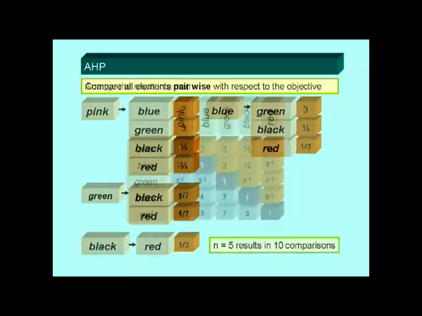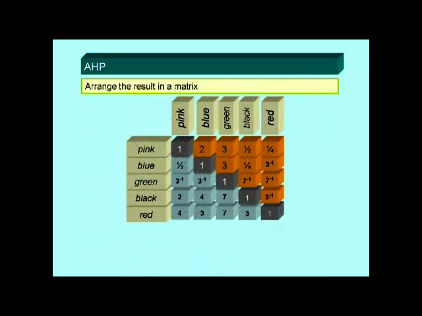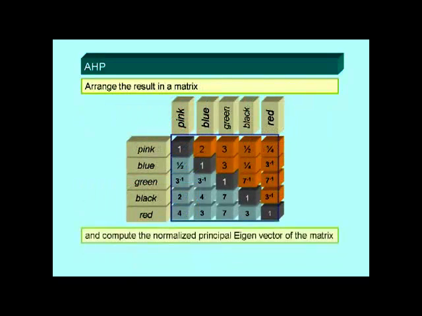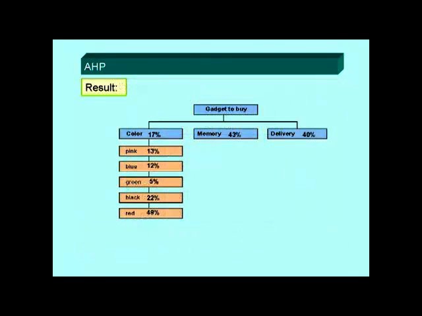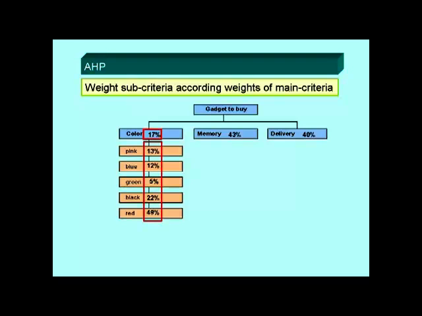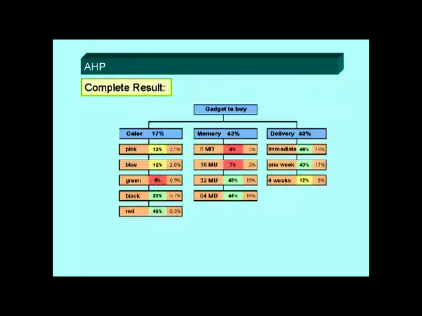Again, you arrange the result of the comparison in a matrix and compute the normalized principal eigenvector of the matrix. As a result, you will get the percentages as shown here, and now you weight the sub-criteria according to the weights of the main criteria. The complete result will look like this, and the next step is now to evaluate the alternatives.